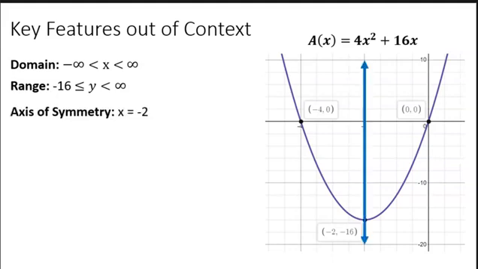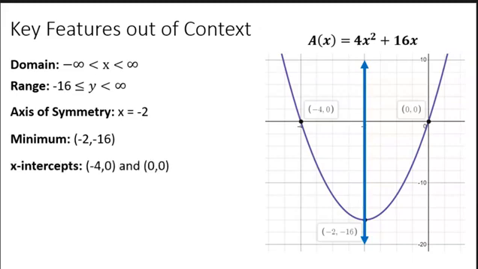The axis of symmetry, which is the vertical line through the minimum point, is x equals negative 2. The minimum point, which is the point where the parabola changes from decreasing to increasing, is negative 2, negative 16. The x-intercepts, which are the points where the parabola passes through the x-axis, are negative 4, 0 and 0, 0. The y-intercept, or point where the parabola intersects the y-axis, is 0, 0.